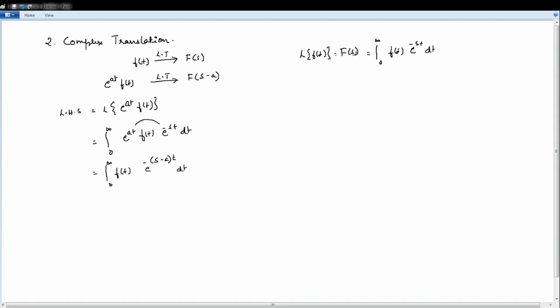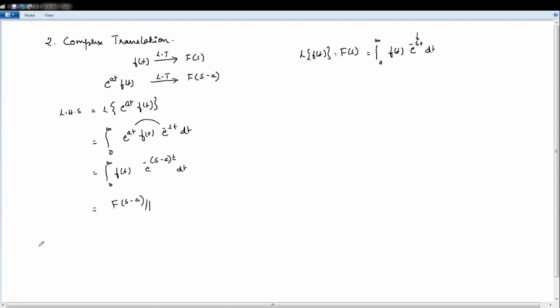Now, see, the Laplace transform of f(t) is defined to be F(s), right? That s came from this integral, wherein the exponential is raised to the power minus s. So if you have s here, you would be getting F(s). But in this integral, you have s minus a, so this would be F(s minus a), right? So this is the proof for complex translation.